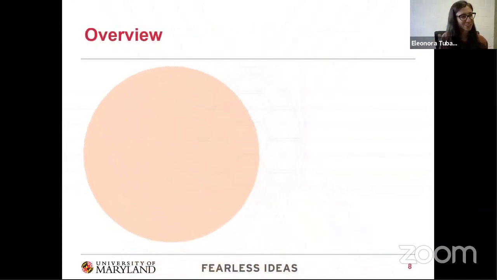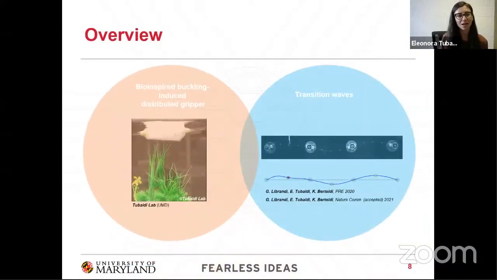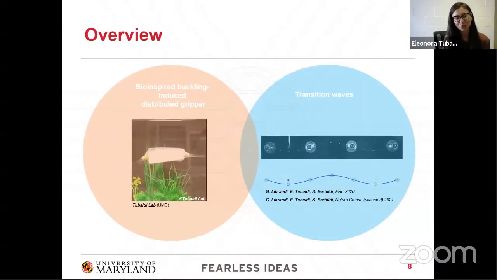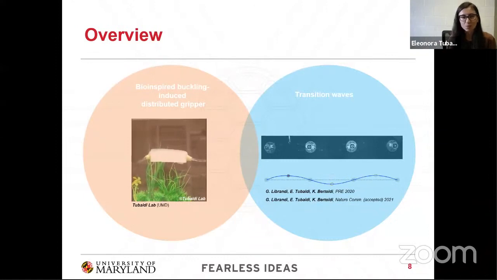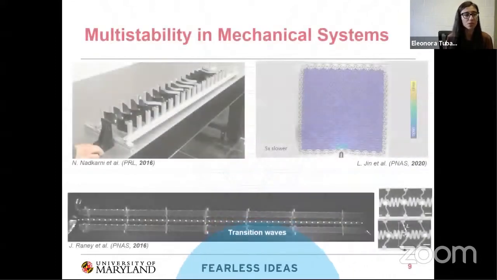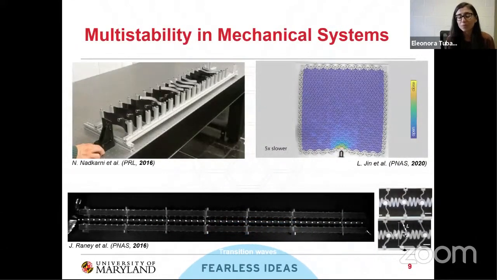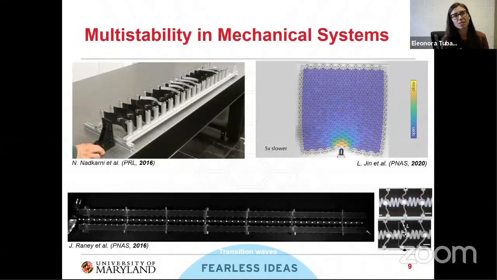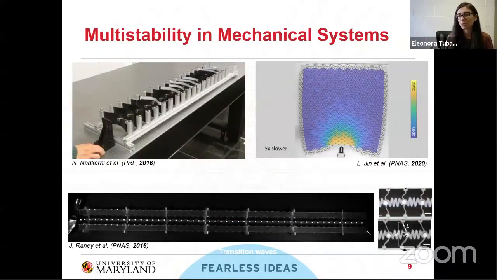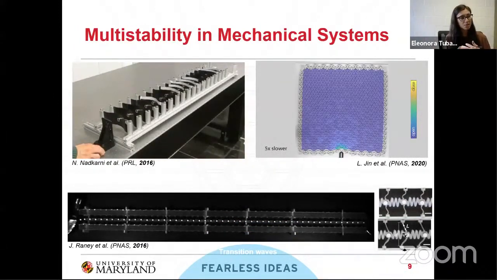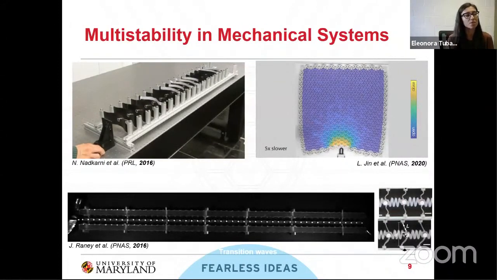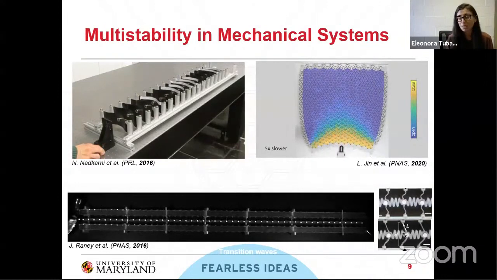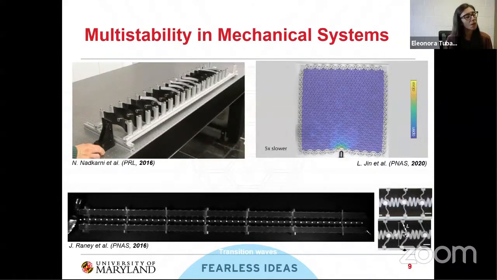So to move on a bit to the next project, I would like to talk about transition waves. To talk about transition waves in mechanical metamaterials, we need to introduce the concept of multistability. Multistability means that the system has multiple stable configurations. Now, multistability has been shown to be usable to achieve transition waves, both in 1D systems and in 2D systems.